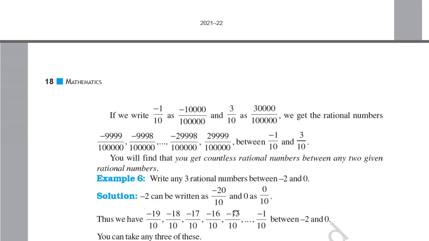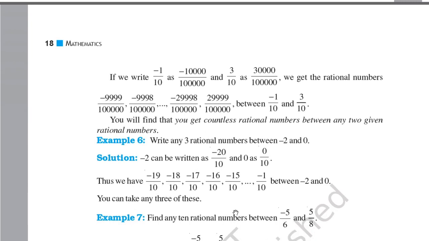Similarly, it goes to 29,999 upon 1 lakh. So between minus 1 by 10 and 3 by 10, you will find that you get countless rational numbers between any two given rational numbers.